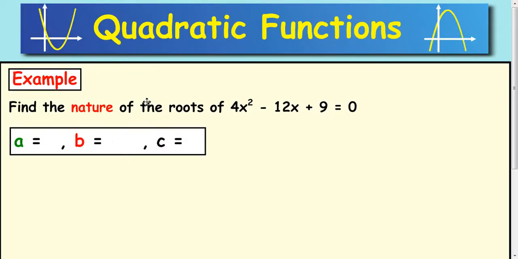So let's look at an example of what you might be asked. Find the nature of the roots of 4x squared, take away 12x plus 9. We have to find out if they're real or equal, real and equal, real and unequal, or non-real. So first thing we have to do is get our values of a, b and c. So we've got 4 for a, b is negative 12 and c is 9.